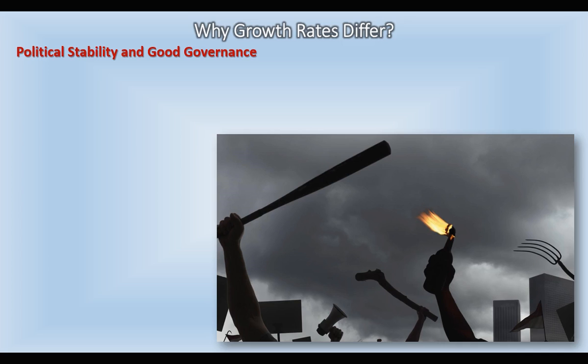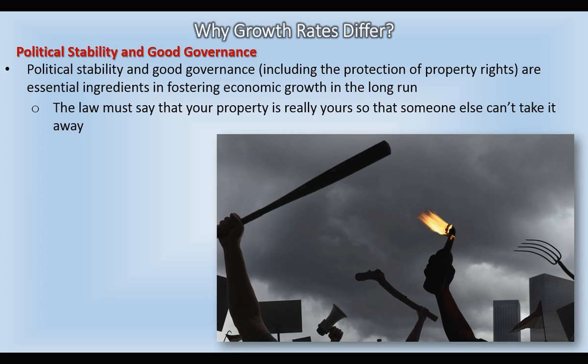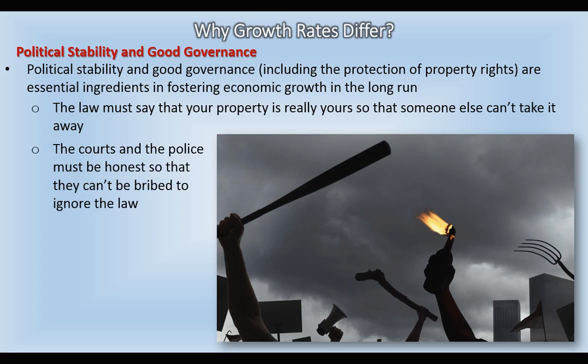Political stability and good governance play a big role also in the stability of a country and the ability to be confident about savings being protected and investment being also protected. So political stability and good governance, including the protection of property rights, are essential ingredients in fostering economic growth in the long run. The law must say that your property is really yours so that someone else cannot take it away, right? The courts and the police must be honest so that they can't be bribed in order to ignore the law. So that's obviously a big hurdle in a lot of developing countries.